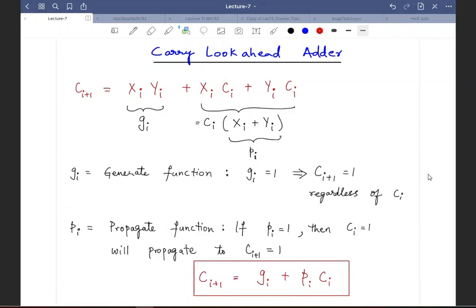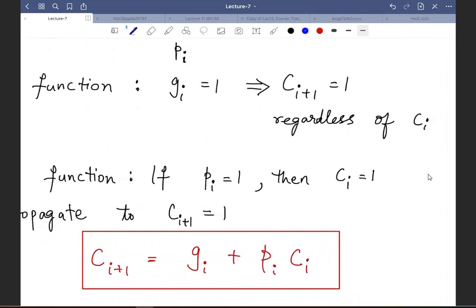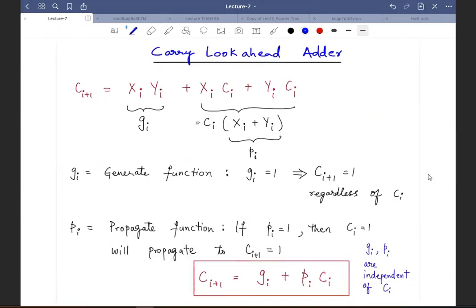But you know, there's another reason why they have been defined this way. The main reason is this: g sub i, p sub i are independent of carries, right? That's the main reason for which we isolated them into those two functions. g sub i is x and y. p sub i is x or y, right? So it's independent of c sub i. In other words, g and p are not the bottleneck.